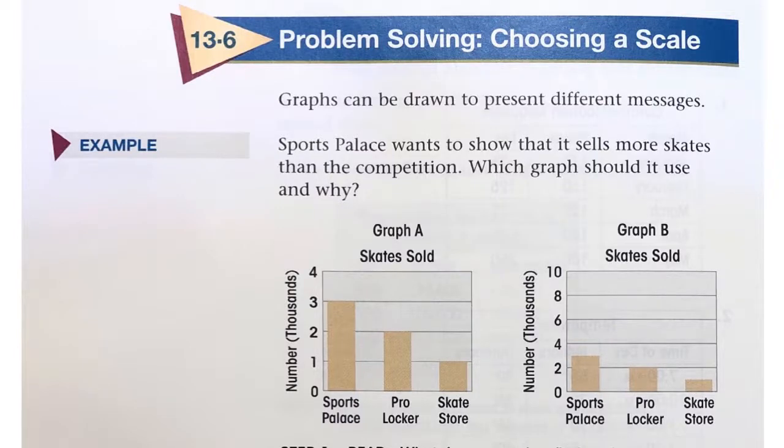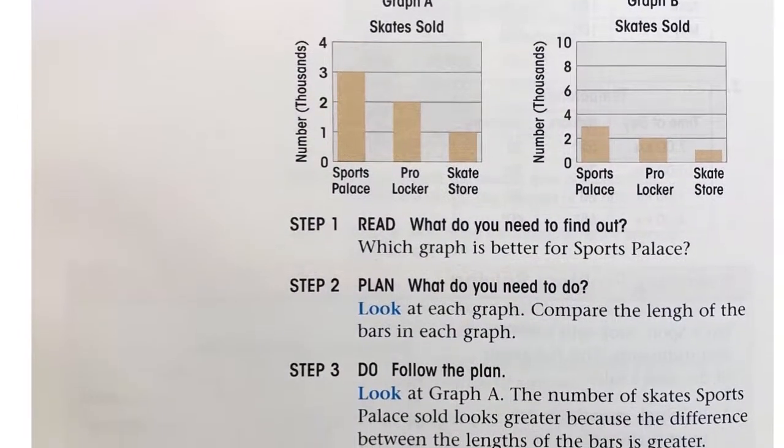Basic Math, Chapter 13, Section 6, Problem Solving, Choosing a Scale. So graphs can be drawn to present different messages. For example, Sports Palace wants to show that it sells more skates than the competition. Which graph should it use and why? So the whole point is that the Sports Palace wants to convey a message: it sells more than the other places. So let's take a look.